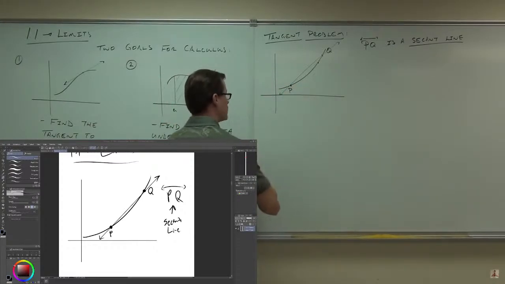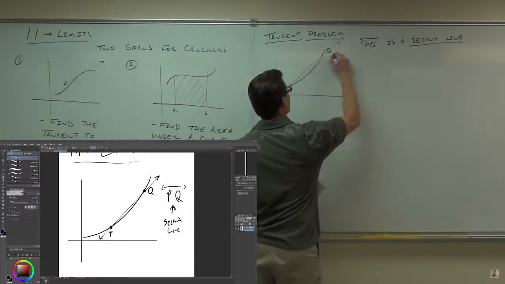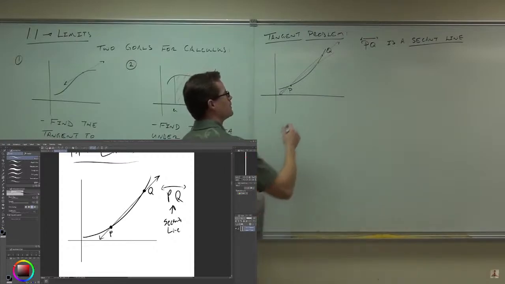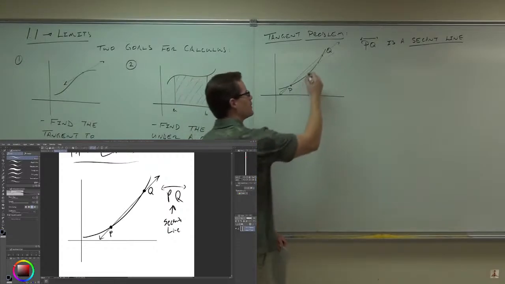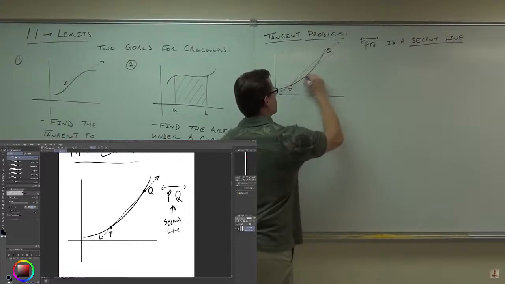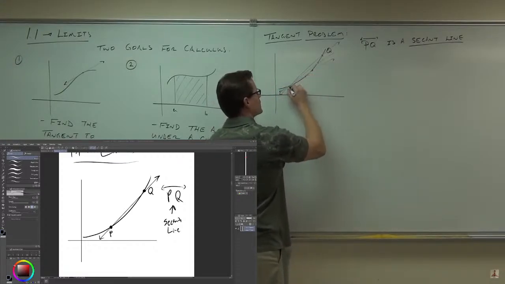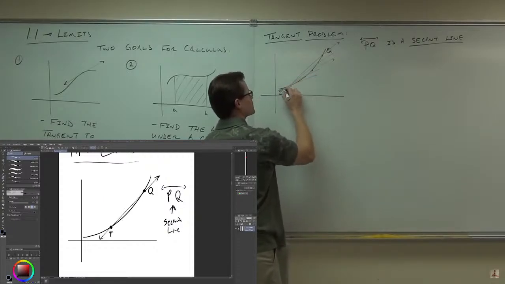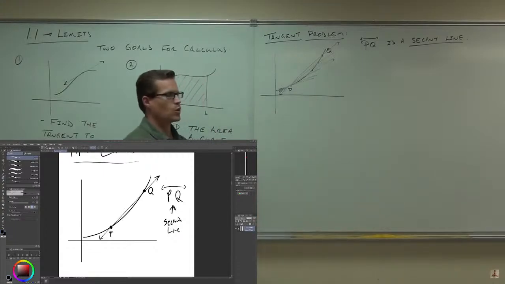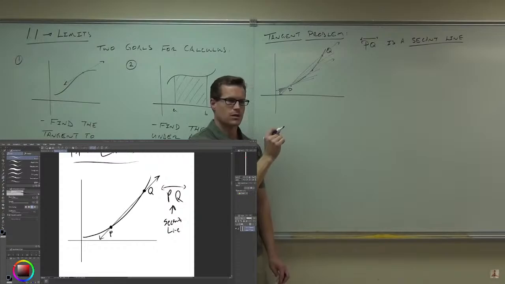Let's use different colors here. This would be like Q sub 1, maybe a different point for Q. If I move it closer, is it going to get better or worse? Better. If I move it closer, it's going to get even better. If I move it closer, it's going to get even better. When do you stop? Can you move it really, really close?